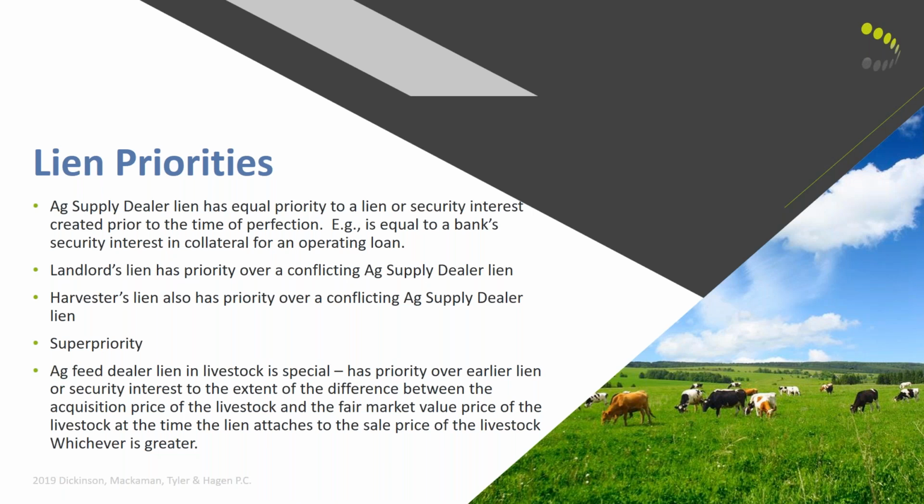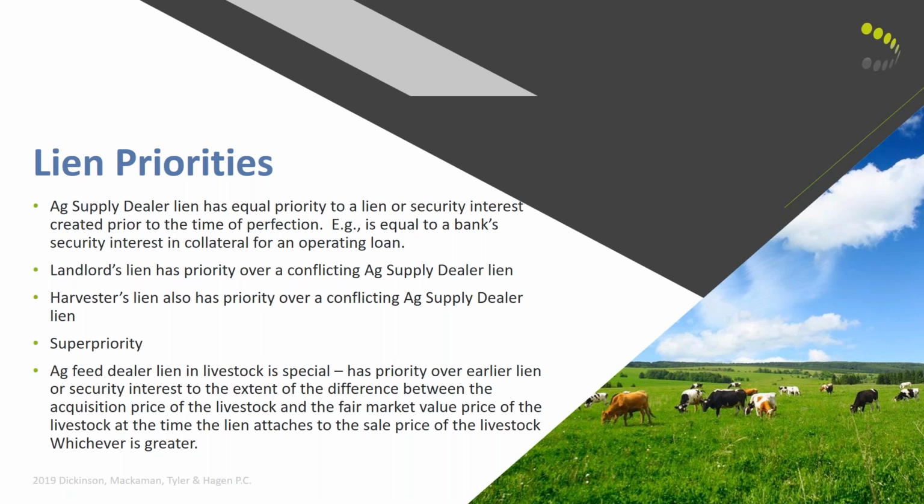The ag supply dealer's lien has equal priority to a lien or security interest created prior to the time of perfection. For example, it's equal to a bank security interest in collateral for an operating loan. Now, a landlord's lien has priority, as I mentioned before, over a conflicting ag supply dealer's lien. And a harvester's lien also has priority over a conflicting ag supply dealer's lien. Now, you see that I've noted the super priority down there, and I think we've probably covered that, but that simply refers to the super priority that's given an agricultural feed dealer in livestock. That's a separate animal.